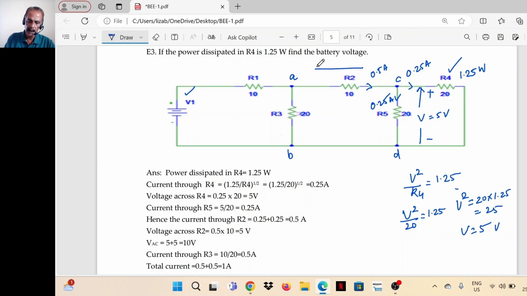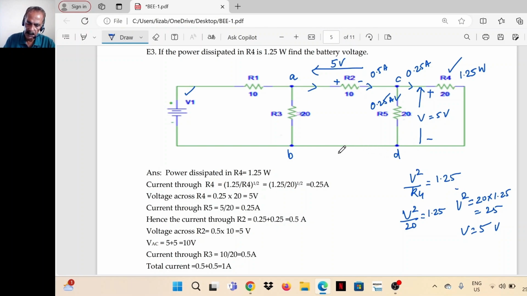Therefore the voltage across A and C is equal to 0.5 into 10, that is 5 volts. 0.5 ampere, R2 is 10 ohm. So the potential difference across points A and C, or across R2, is equal to 0.5 into 10, 5 volts. So current is flowing like this. So this 5 volt should be positive at point A. So this is the polarity. A is positive with respect to C.